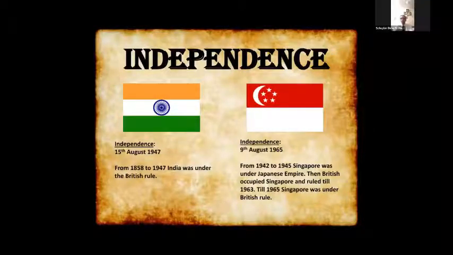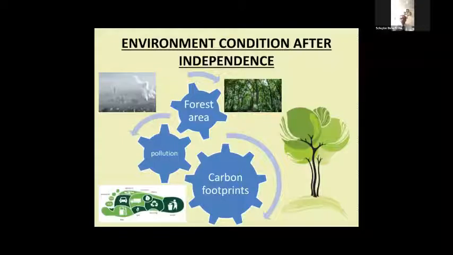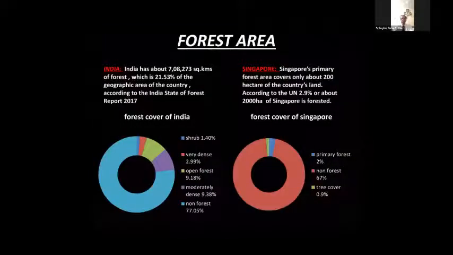We have chosen the parameter of environment for our comparison, under which we will be including the following subtopics like forest area, pollution, and carbon footprint. The forests in India occupy a total of 708,273 square kilometers, of which only 9.18% are open forest, whereas Singapore has only 200 hectares of forest land, of which 2% are primary forest.